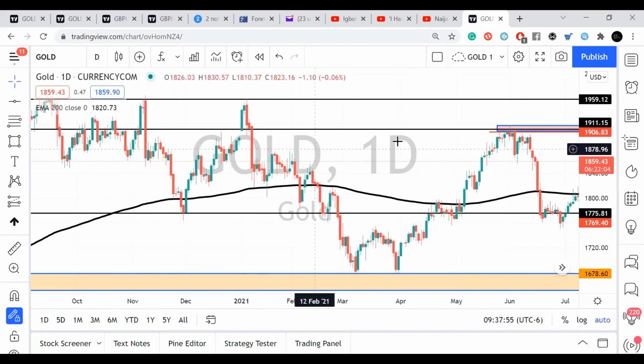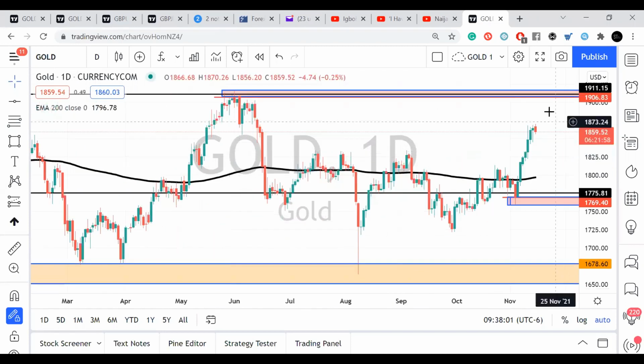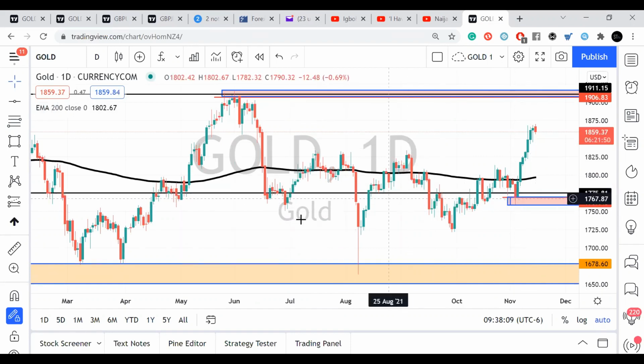So I have my suspicion that once price comes back here, as it's up now, we're going to have a drop to the downside. And you can also see this last low here.